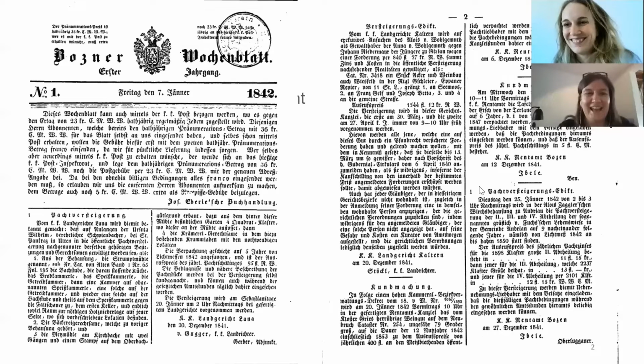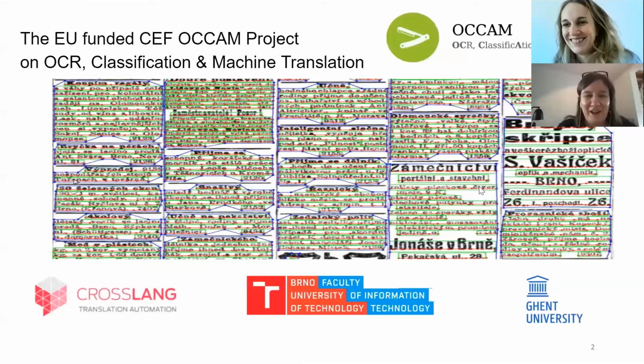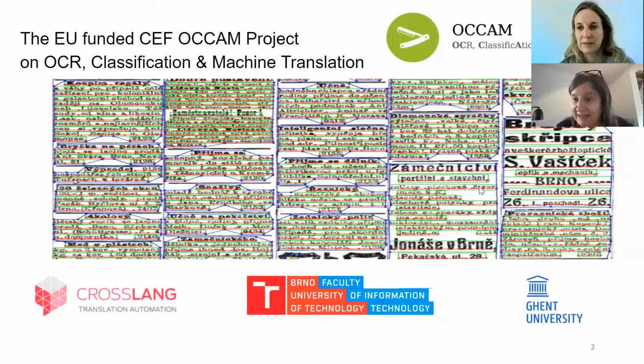The OCCAM tool has been developed in the project OCCAM, which is funded by the European Union. OCCAM stands for OCR, Optical Character Recognition, Classification and Machine Translation. Together with an international team from Crosslang in Belgium, the Brno University of Technology in the Czech Republic, and Ghent Centre for Digital Humanities in Belgium as well, we've developed a pipeline to make the process of making text available for digital humanities research much easier. Now, my colleague will show you an example of how OCCAM can be used.